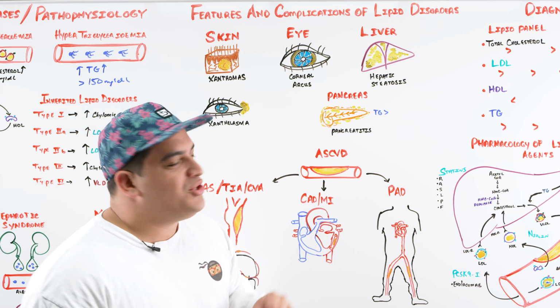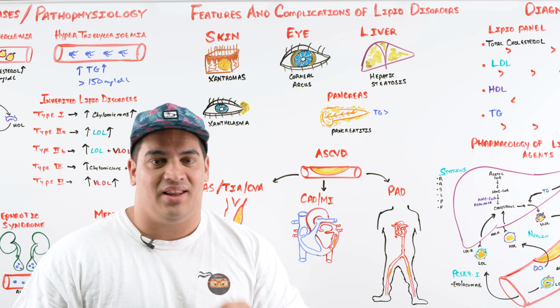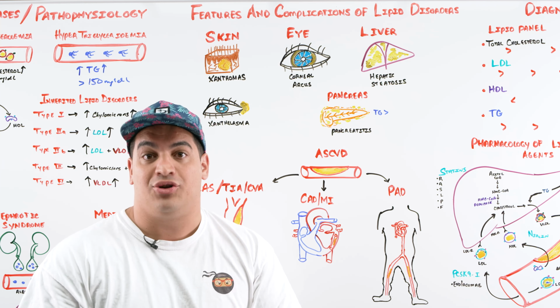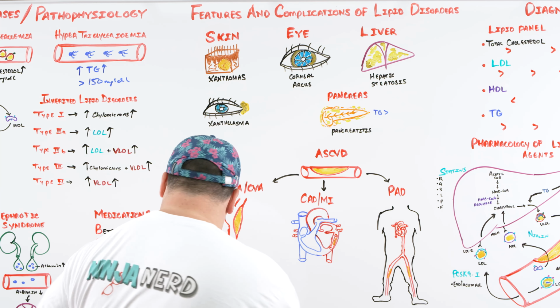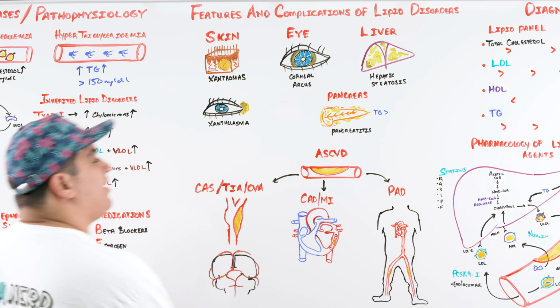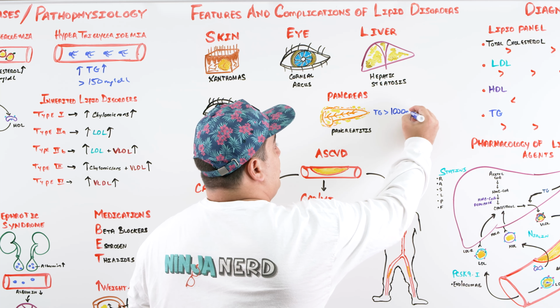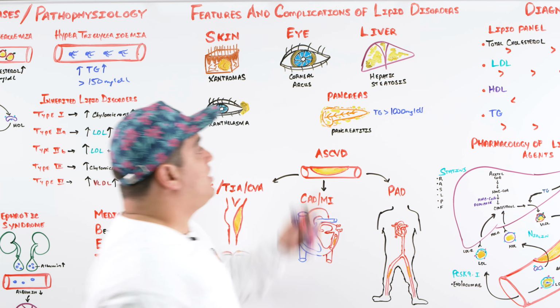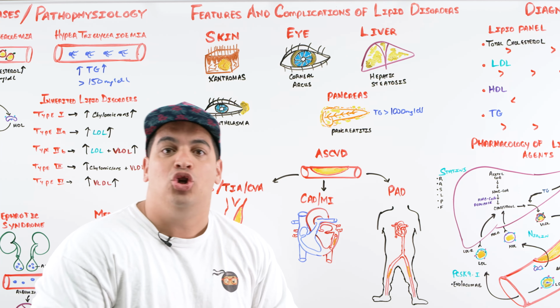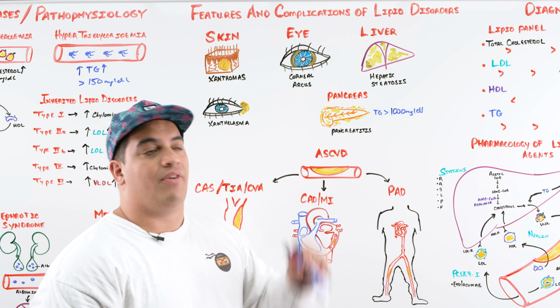And the last one that I want you guys to remember is the pancreas can be significantly affected whenever you have super, super high triglyceride levels. And how high am I talking? I'm talking triglyceride levels greater than 1,000 milligrams per dL. If you have triglycerides greater than 1,000 milligrams per dL, you're at high risk of producing pancreatitis, an acute inflammation of the pancreas. So don't forget that.